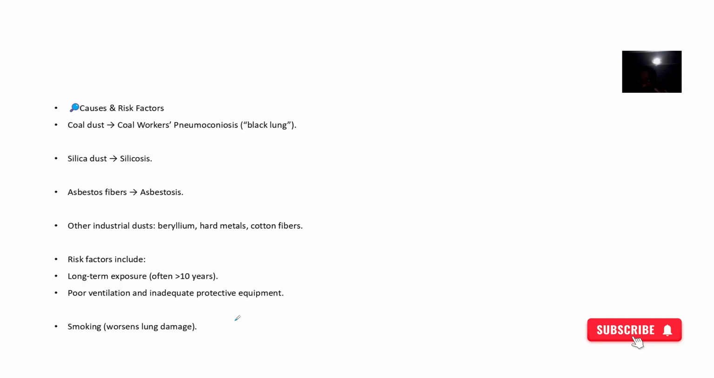So causes and risk factors: coal dust could lead to what? Coal workers' pneumoconiosis. Silica dust could lead to silicosis. Asbestos fibers could lead to what? Asbestosis. We have other ones like beryllium, hard metals, and cotton fibers. Risk factors are long-term exposure, poor ventilation, inadequate protective equipment, and smoking too.